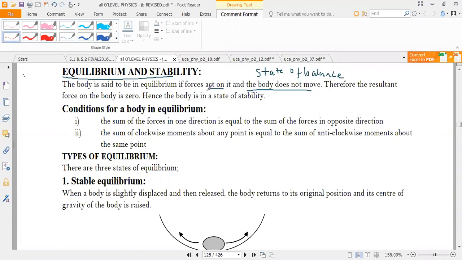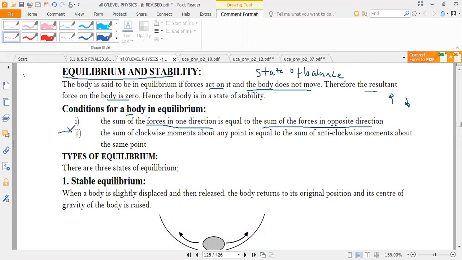The resultant force of a body when it is in equilibrium is equal to 0. So there are conditions for a body to be in equilibrium. One of them is that the sum of forces in one direction should be equal to the sum of forces in the opposite direction. So if there are forces pulling upwards, the sum of forces pulling upwards should be equal to the sum of forces pulling downwards.